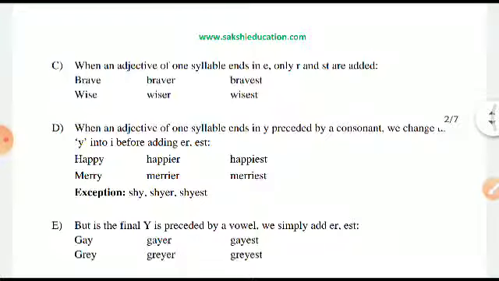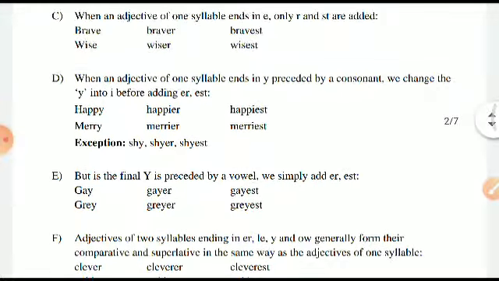Now, but if the final Y is preceded by a vowel, then what? We simply add er and est. Gay, gayer, and gayest. Grey, greyer, and greyest.